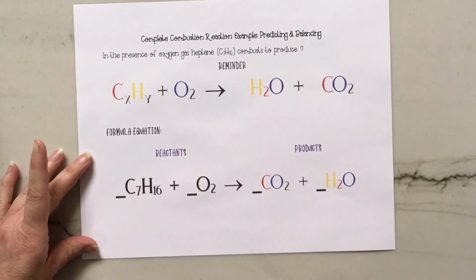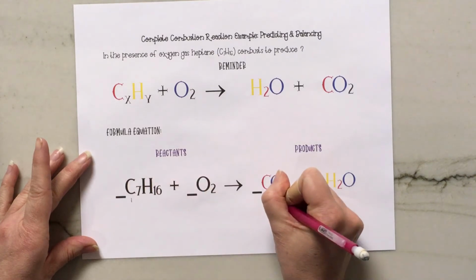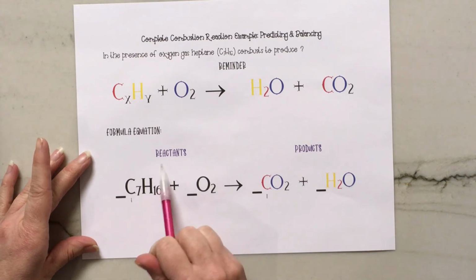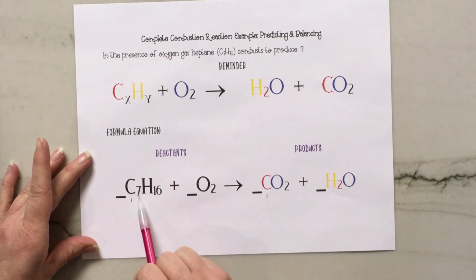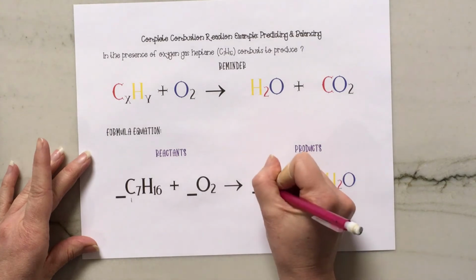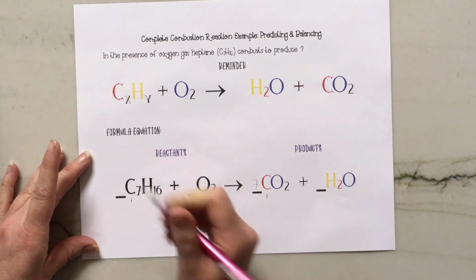So you want to label your carbons on both your reactant and your product side. So I'm going to put a little 1 underneath my carbons on both sides. Okay. So you want to count your carbons on your reactant side, which is 7, and write that number as your coefficient on the product side. So 7. Done.